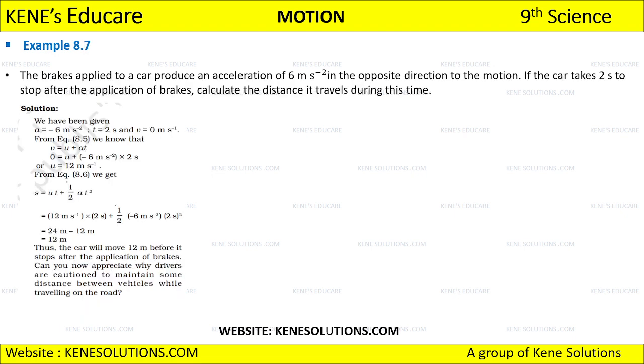Then we again have one example over here where the brake which was applied to the car produced an acceleration of 6 meter per second square in the opposite direction. So if the car takes 2 seconds to stop after the application of the brake, calculate the distance that it has traveled. Okay, so here we are going to use the equation v is equal to u plus at. After that we have s is equal to ut plus half at square. Okay.